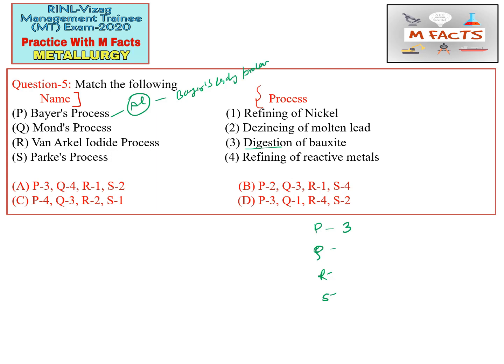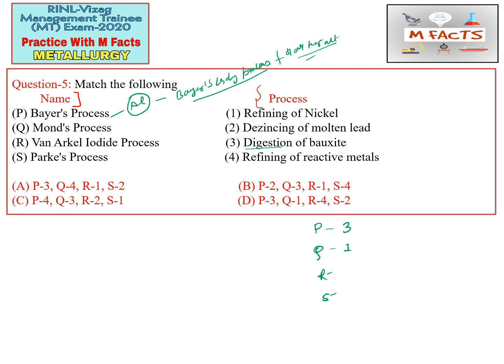The other process in aluminum extraction is the Hall-Héroult process, and this is basically an electrolysis process. So the production of aluminum is basically a combination of these two processes, Bayer's leaching process and Hall-Héroult process. I have told you many times. Okay, so Mond's process, in the previous video I have discussed, is basically used for refining of nickel. So Q we can match by 1. In this Mond's process we refine the nickel and get pure nickel.